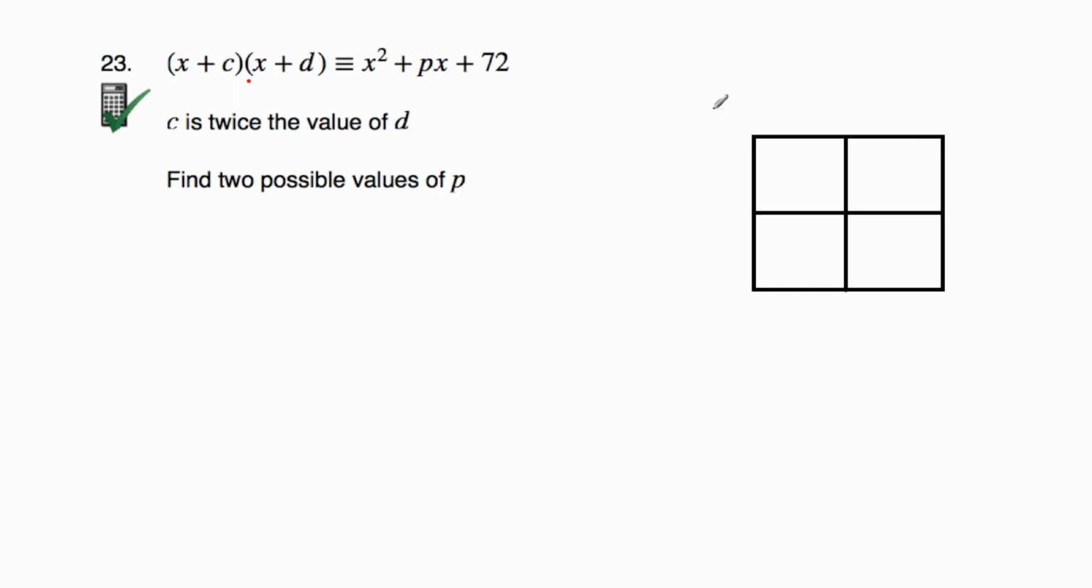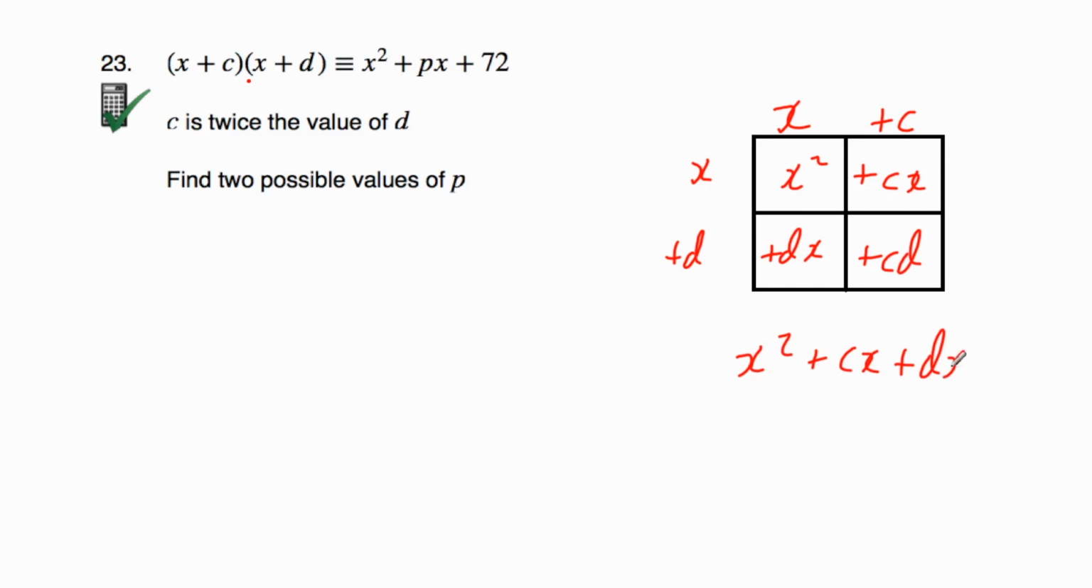Okay, so let's first of all start off by expanding our brackets. So x plus c and x plus d. So x times x is x squared. X times c, well, that's going to be positive cx. Then we've got our x times our d, so plus dx. And then finally, we've got c times d, so plus cd. So that would give us x squared plus cx plus dx plus cd. And remember that c and d are numbers, so that's going to be x squared plus so many lots of x plus so many lots of x plus, and then whatever c times d is.